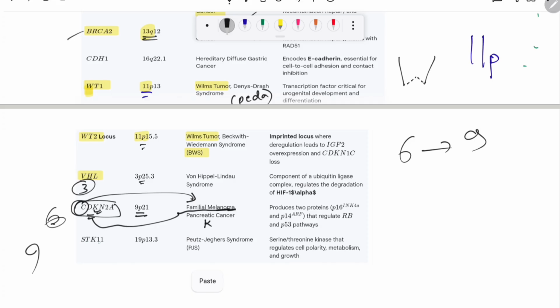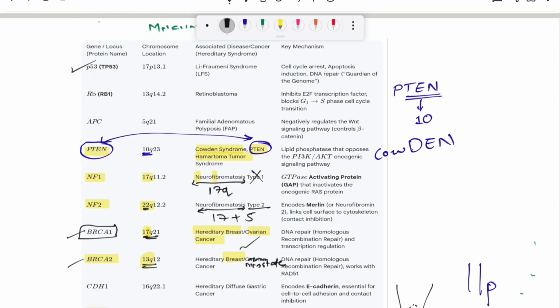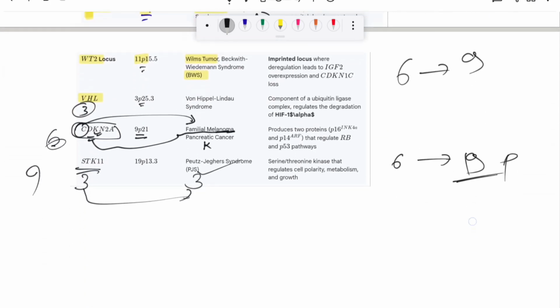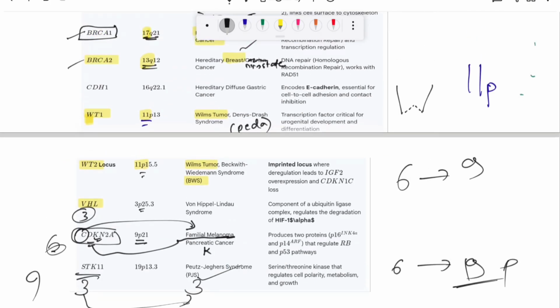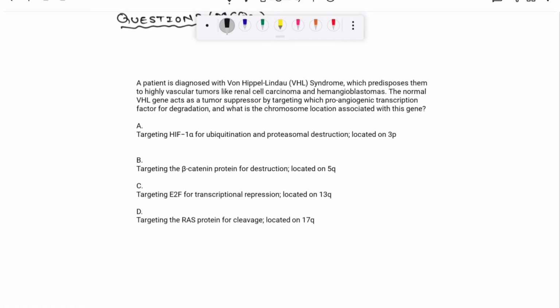The last gene in this table is STK11 gene. So it is the Peutz-Jeghers syndrome, PJS, 3 letters. This is also 3 letters. 3 plus 3, 6. Again, the mirror image is 9. And you can remember 11, take 1 from it. So it is 19p. It is better you mug it up that STK11 is the Peutz-Jeghers syndrome and 19p is the number. So this was the whole list. I hope you have learned the mnemonic.